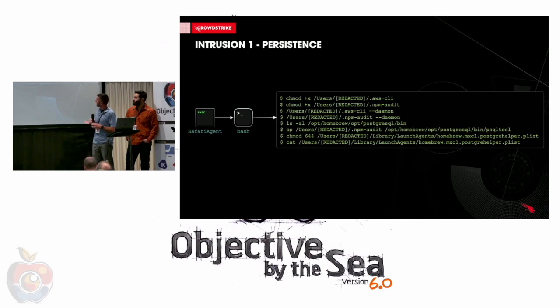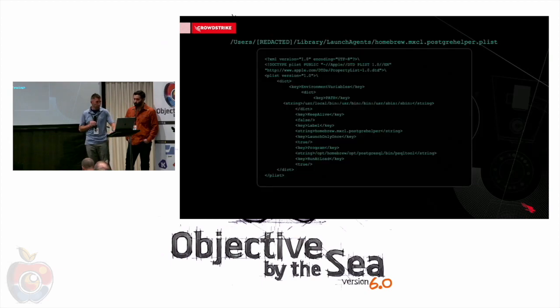They modify the permissions of a plist that they dropped on the system, this homebrew.mxcl.postgres helper.plist. And then they take a look at that plist to make sure it's got what they need before going further. Basically, this is pretty standard for Chollima plists that we've seen for persistence. A couple of interesting things to note here. Obviously, run at load, just to kick this off when the system boots and the user logs in.